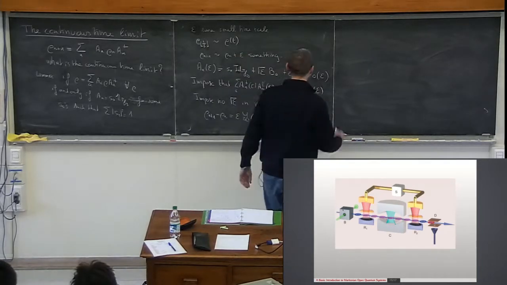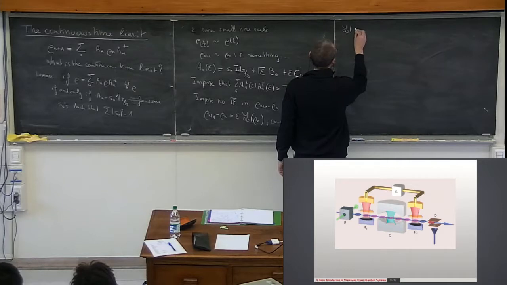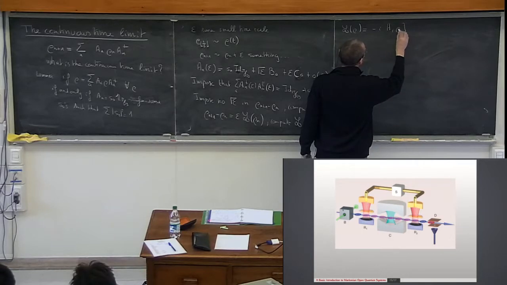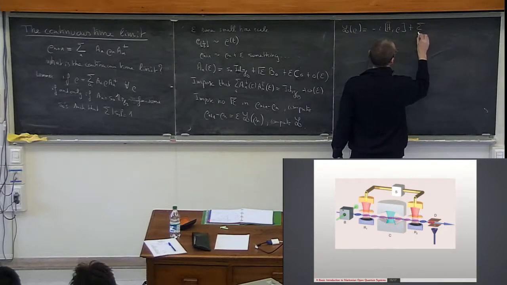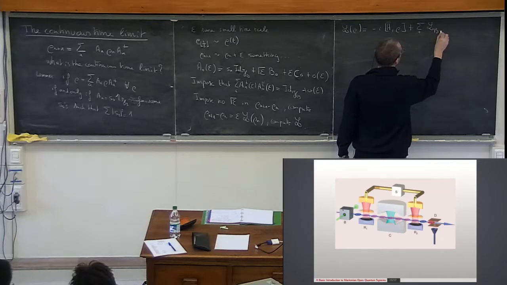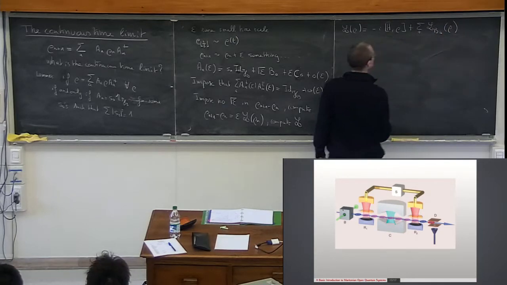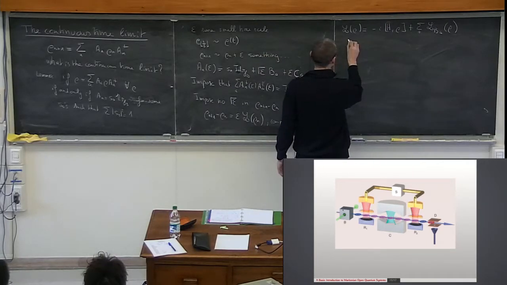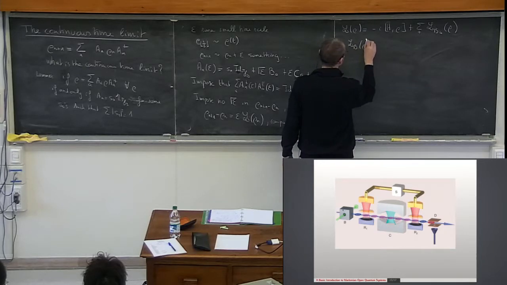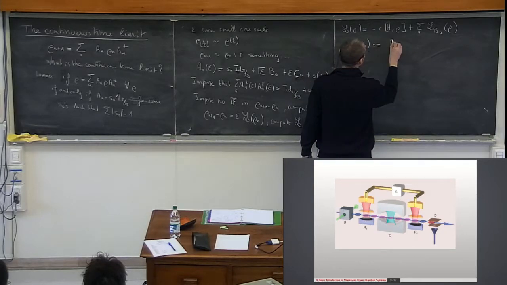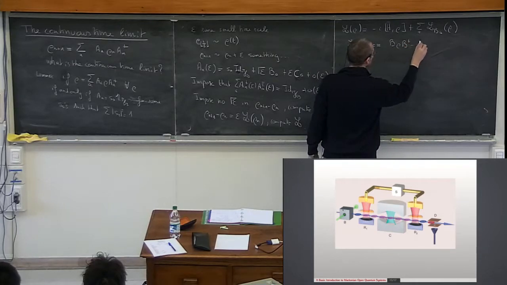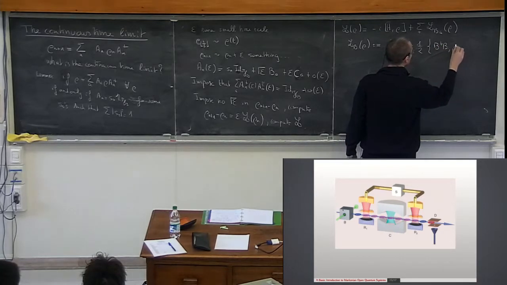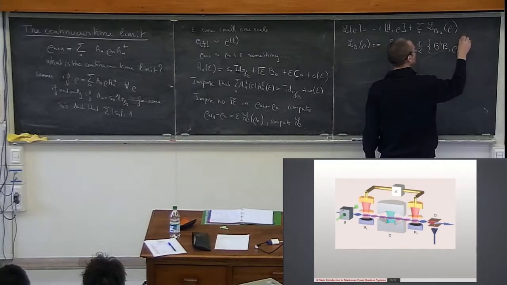And what you will find is that, in fact, L of rho can be written as minus i H rho plus the sum over A of L_{B_A} of rho. And L_B of rho by definition is simply B rho B dagger minus 1/2 the anti-commutator of B dagger B with rho. This is an anti-commutator.